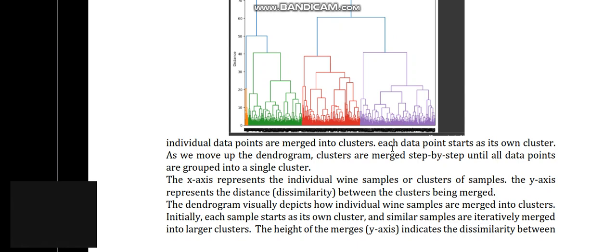single cluster. The x-axis represents the individual wine samples, since the dataset is about wine: best wine, bad wine, or what chemistry it has, or clusters of samples. The y-axis represents the distance, the similarity between the clusters being merged. The dendrogram visually depicts how individual wine samples are merged into clusters. Initially, each sample starts as its own cluster.